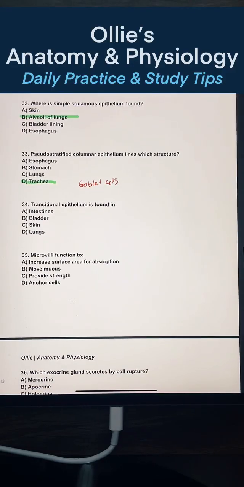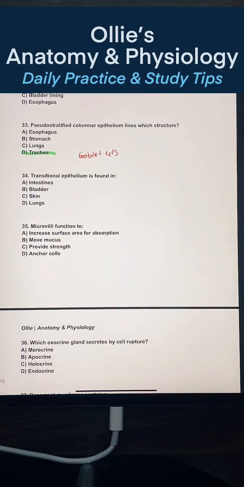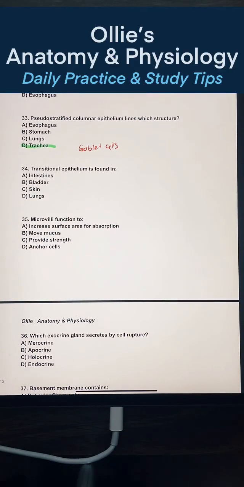Number 34, we have transitional epithelium found in which part of our body? Cilia are the little projections that are going to help move mucus along the tract. But number 34, transitional epithelium is found where? A, B, C, or D? What do you guys think for this one?